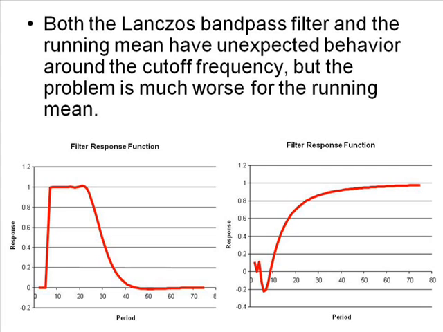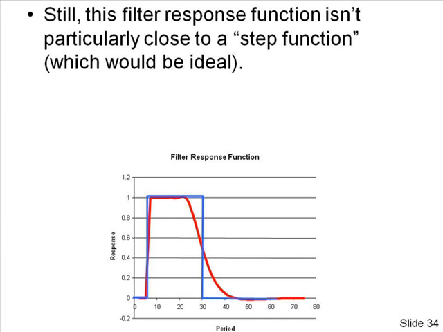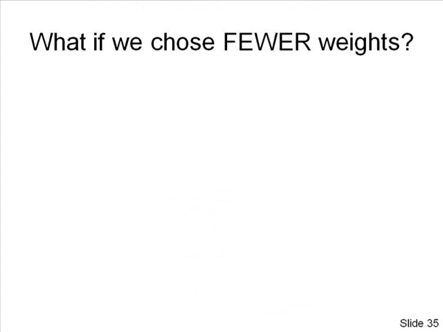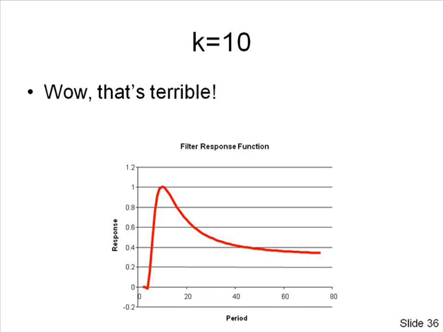If I put it next to its step function, it's clear that it's hardly the end of the world. It's not too bad. Could we make it better? Well, what if we chose fewer weights? That was k equals 60, so we had 121 weights. What if we chose k equals 10? Wow, there's its frequency response function. It's just terrible. It clearly doesn't look anything like a step.